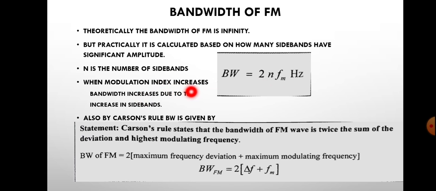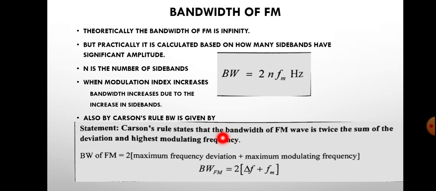So when the modulation index increases, the bandwidth increases due to the increase in the sidebands. When the modulation index is increasing, the number of sidebands will increase, so the bandwidth will be increasing. We can also define the bandwidth of the FM by using Carson's rule.